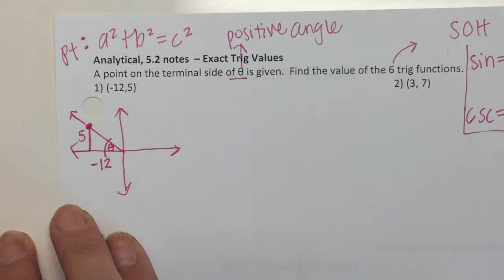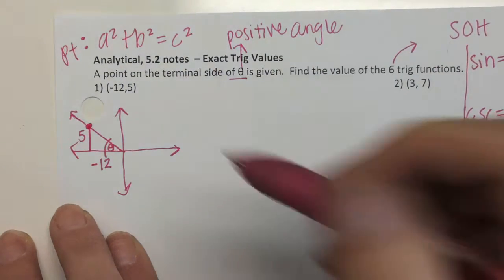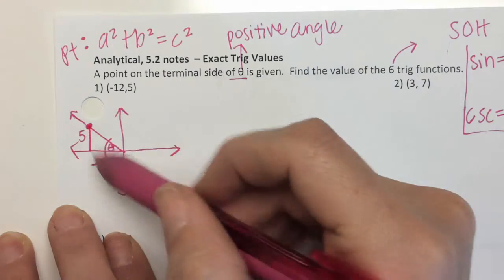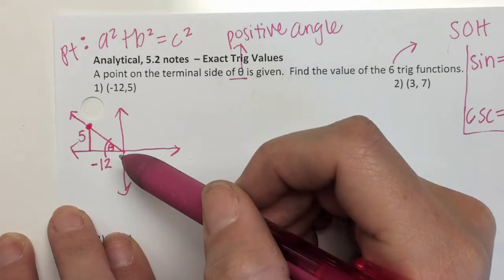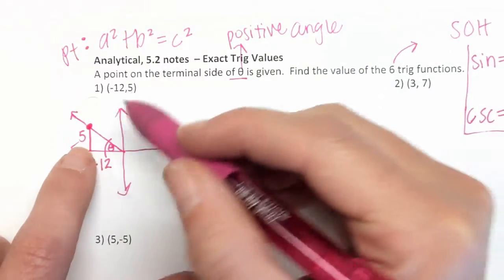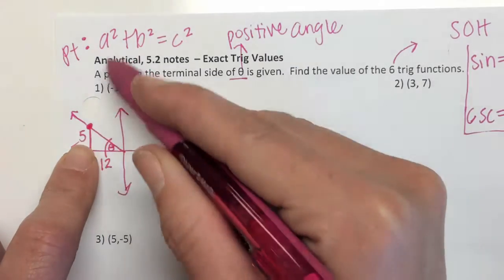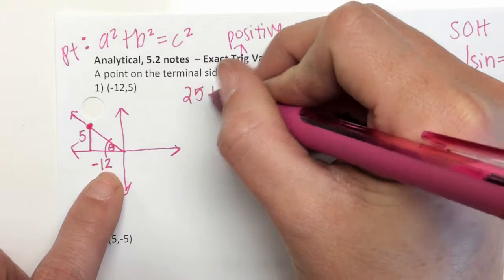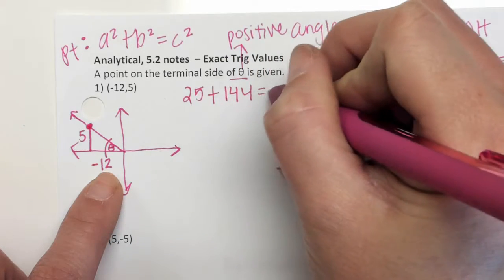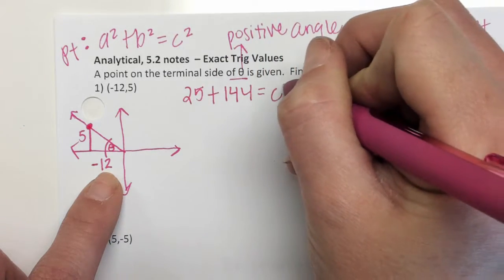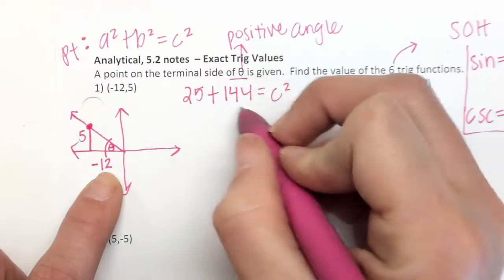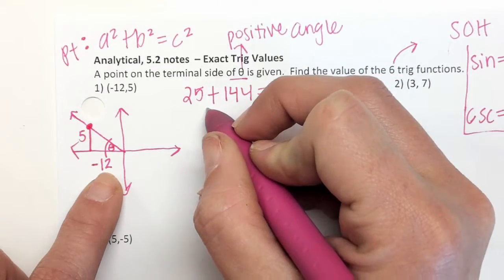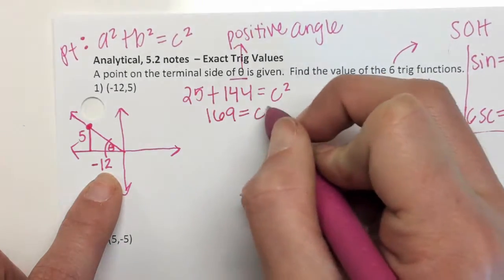Which letter are we missing? C squared. And does it matter which one is our a and b? Nope. Alright, so let's fill it in. We have 5 into a, so it'd be 5 squared, plus 12 squared, equals, I'm just going to put c squared for now. This is what, like y'all said, 169 equals c squared. So what is c?